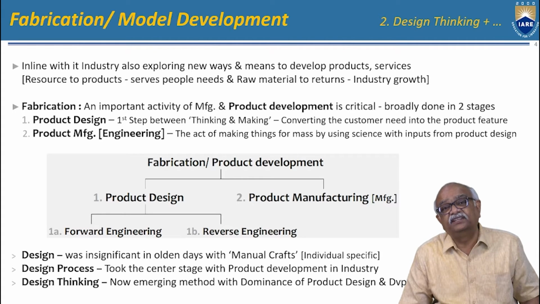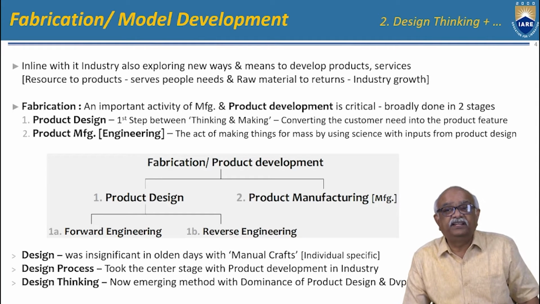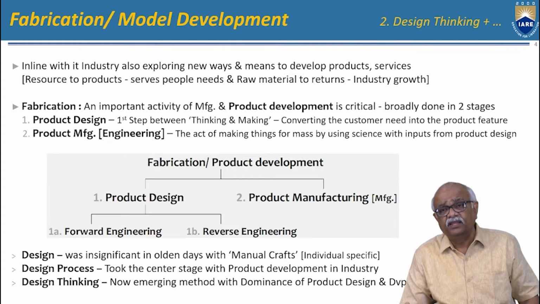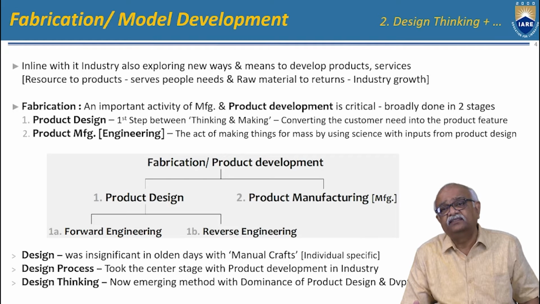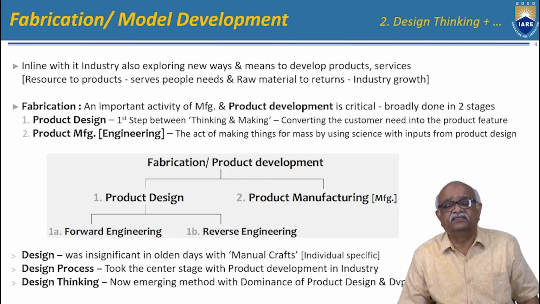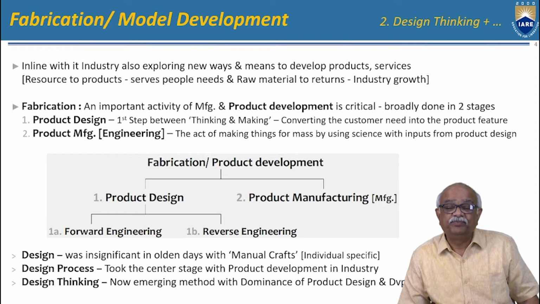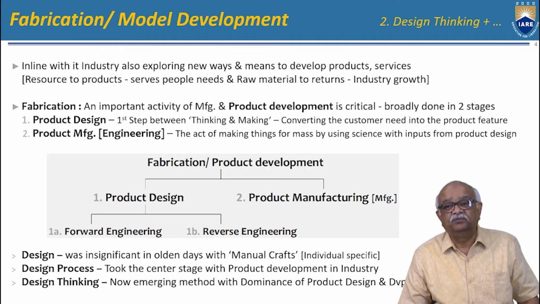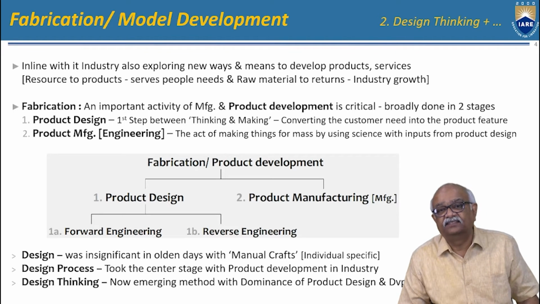After using that only, the customer is getting either happy, or embarrassed, or frustrated. So fabrication and product development has become the critical activity. This is done mostly by design and manufacturing. Design has two variants, that means two methods of doing it, forward engineering and reverse engineering, which we will see later. In design and manufacturing, both require different types of skills.